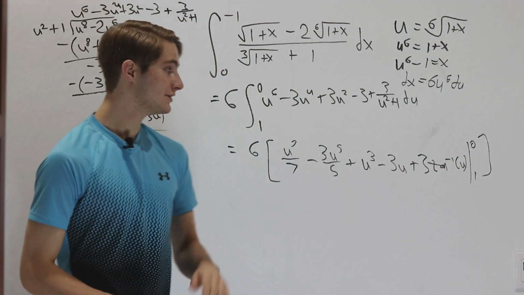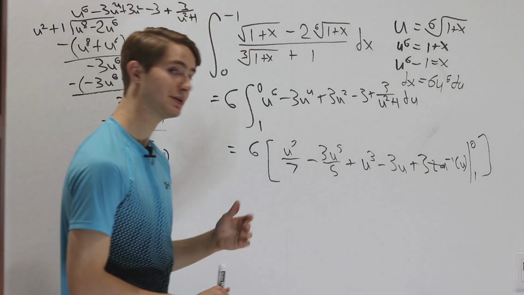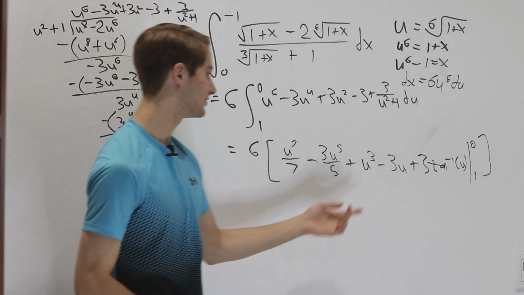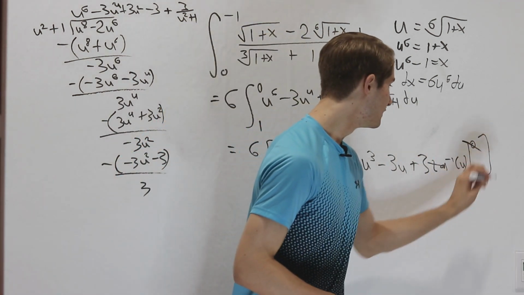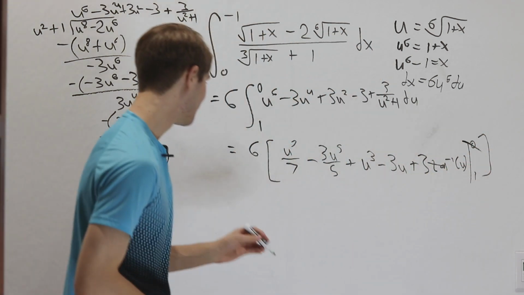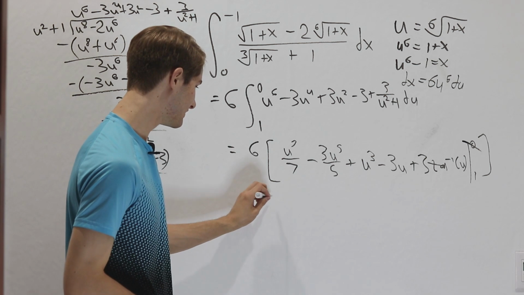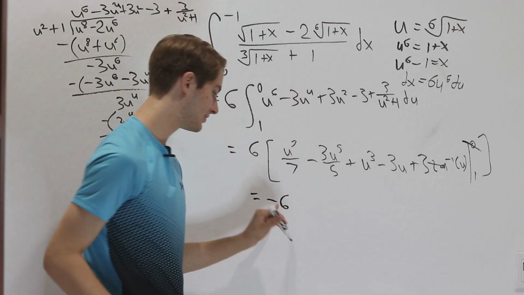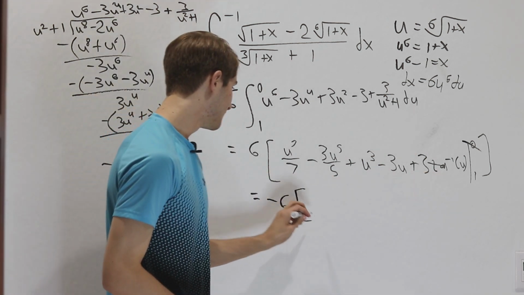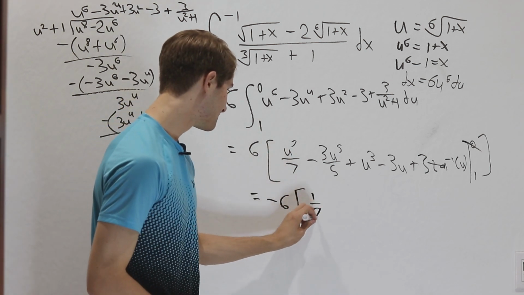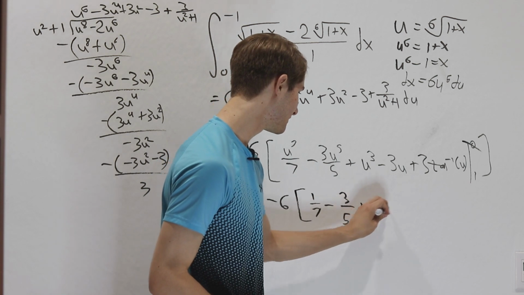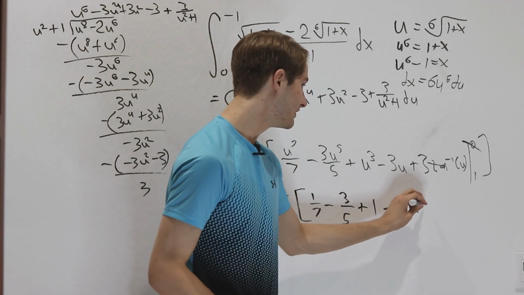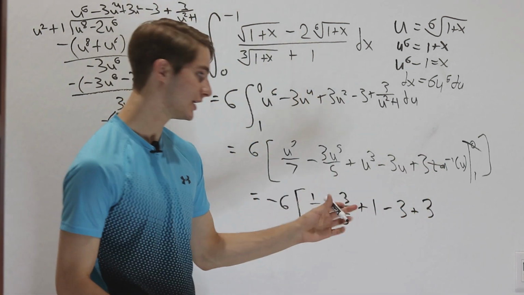Notice that when we evaluate at 0, all of these are going to be going away. So 0 to the seventh is 0, 0 cubed is 0, and the inverse tangent of 0 is also 0. So we just have to consider the upper bound here. We're going to get negative 6, because the limits are flipped. And then we'll have 1 over 7 minus 3 over 5, just plugging in 1 here, plus 1 minus 3. And then the inverse tangent of 1 is pi over 4.